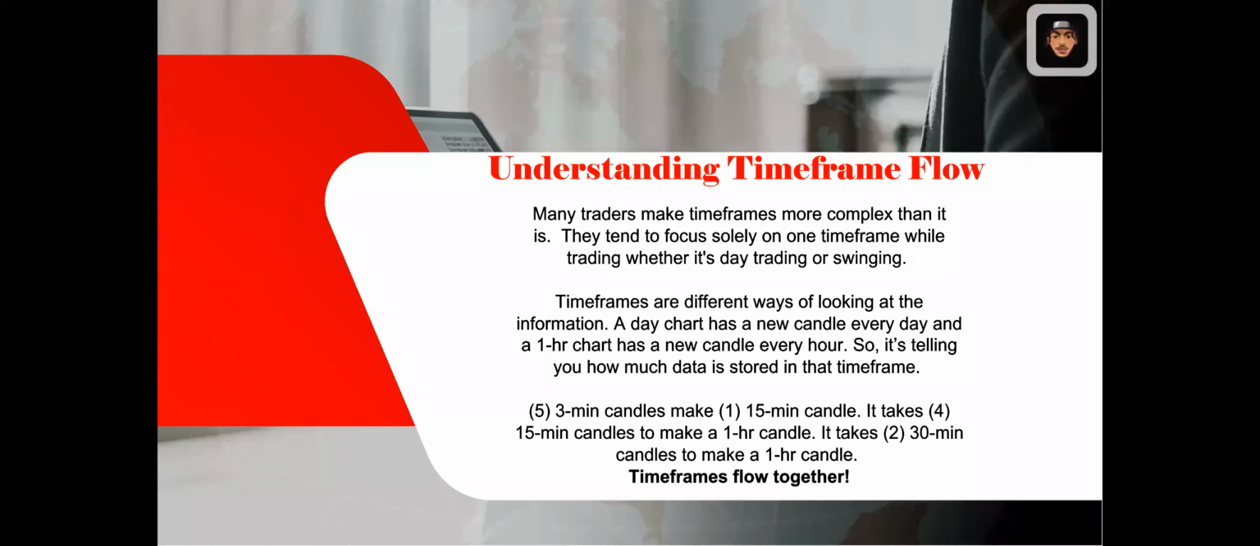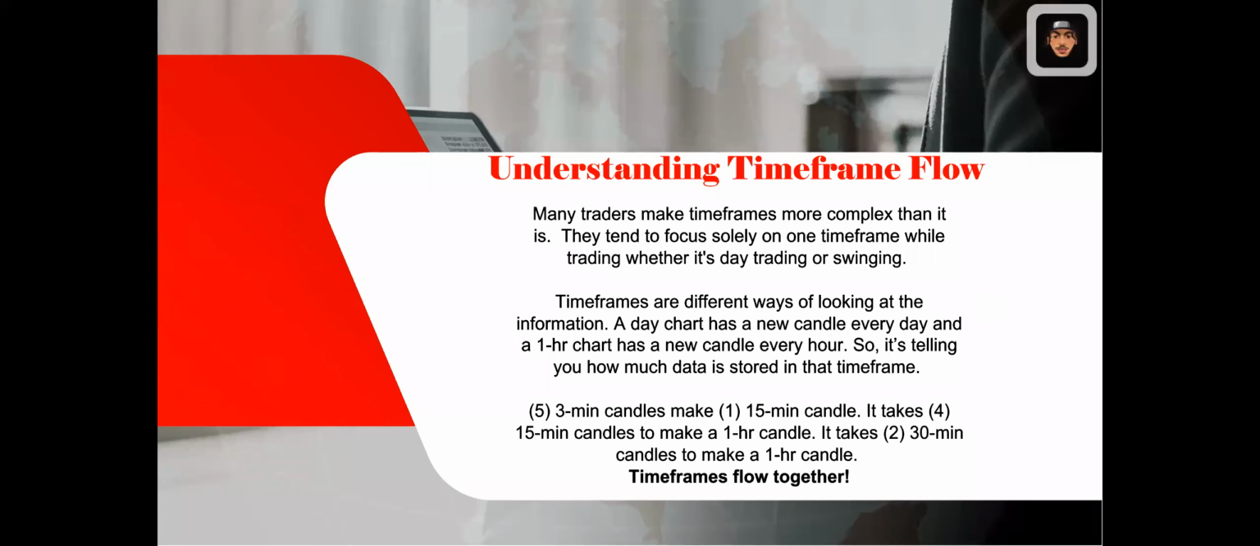Five 3-minute candles make up one 15-minute candle. Four 15-minute candles make up 1 hour candle. It takes two 30-minute candles to make 1 hour candle. The reason why you have to understand this flow is because when we're saying hour flip is coming up, or the 30-minute flip is coming up, or the 4 hour flip is coming up, a lot of times you will start to see price action setting up that next hour or setting up that next 30 minute. For instance, there's two 30-minute candles in a 1 hour candle.